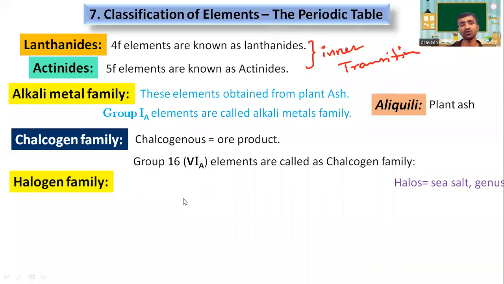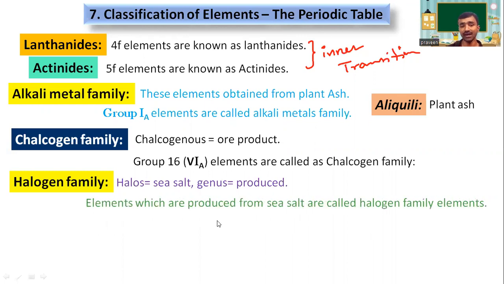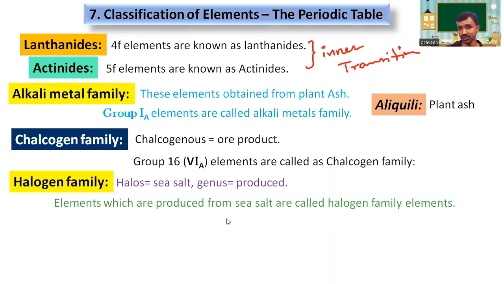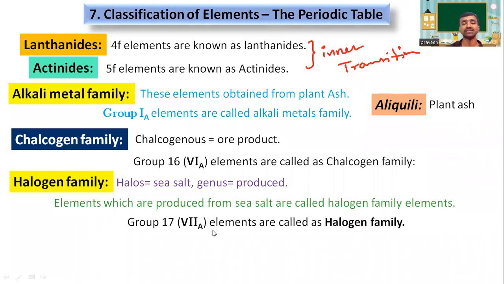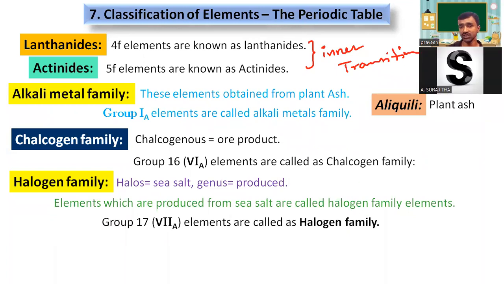Then halogens. Here halo means sea, right? Halo means sea salt. Genus means produced, produced from sea salts. The elements which are obtained from sea salt are called the halogen family. The 17th or 7A group elements are called the halogen family.